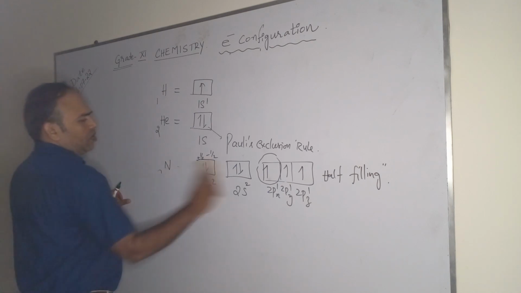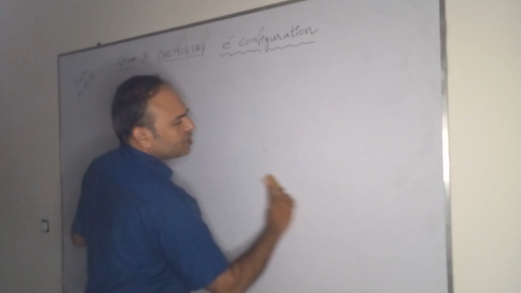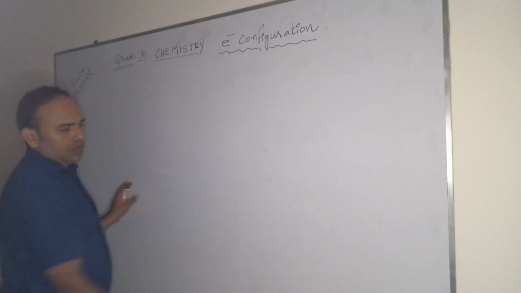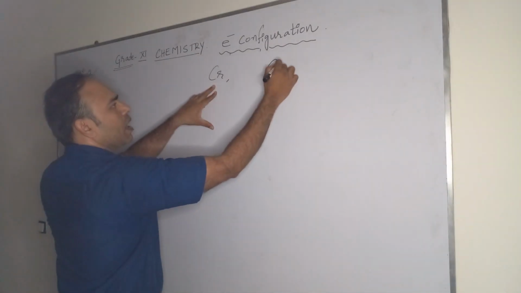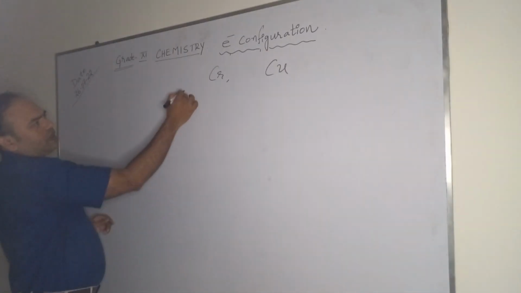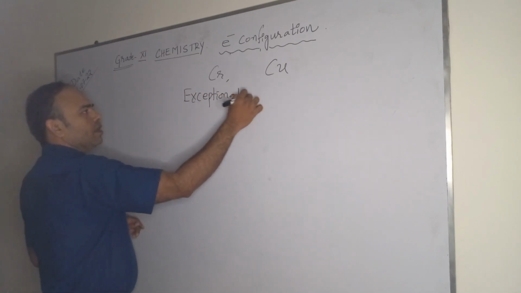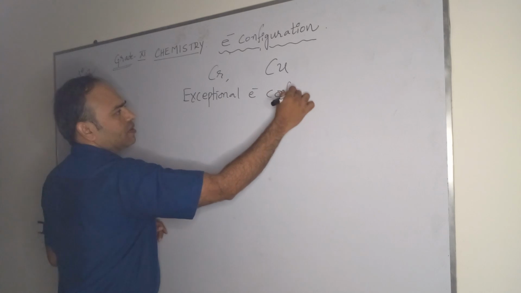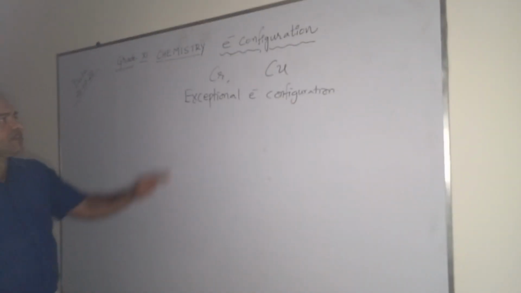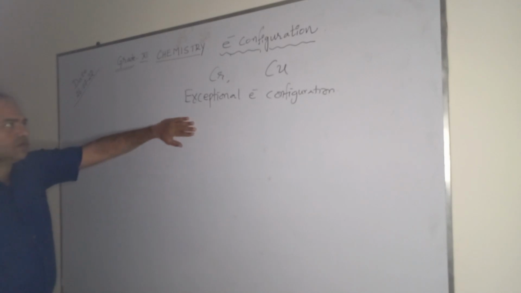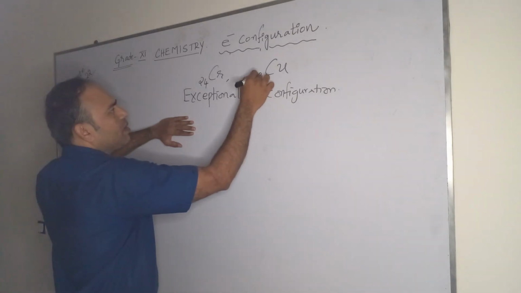Now, what are the elements or atoms which are deviating from this? We can identify Cr and Cu, which are showing exceptional electronic configuration. You know what exceptions are, which are deviating from our normal 3 rules. Chromium, what is the atomic number? 24. Copper, what is the atomic number? 29.